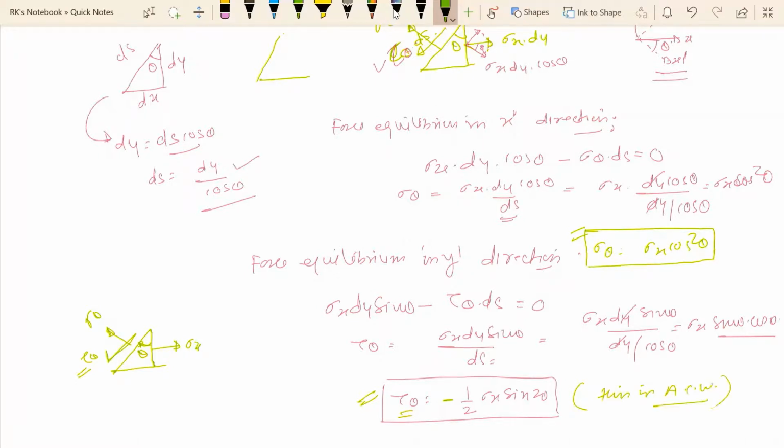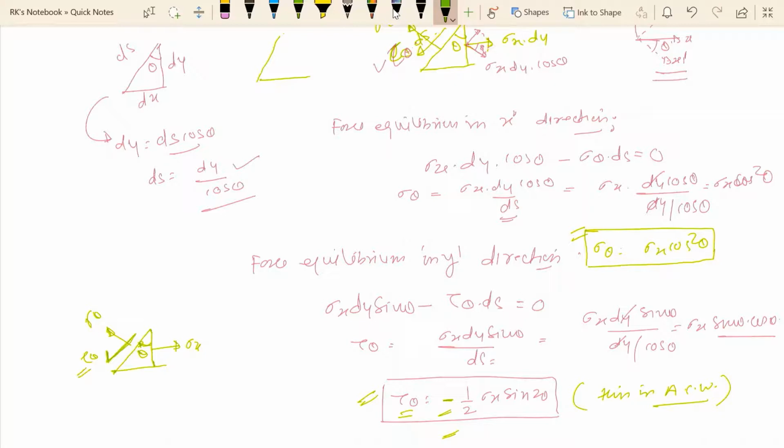So this negative sign decides the direction of tau theta. Here we consider tau theta in this direction. Our result was positive, and according to sign convention, tau theta in this direction must be considered as negative. So you can put a negative sign, or from the starting you can put tau theta as negative if you are considering it in this direction. So this is sigma theta and tau theta.